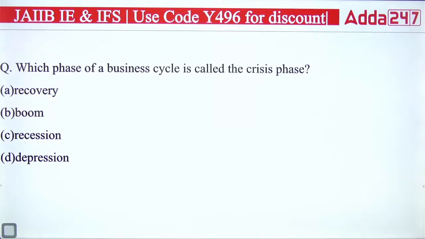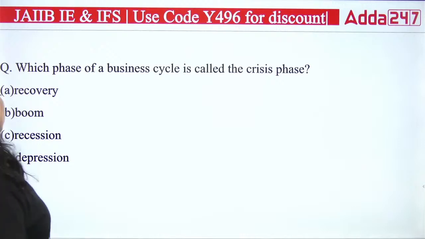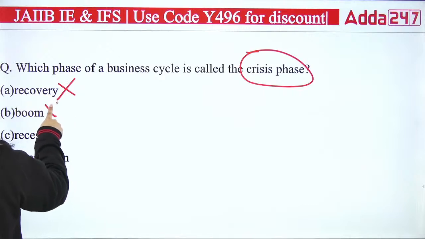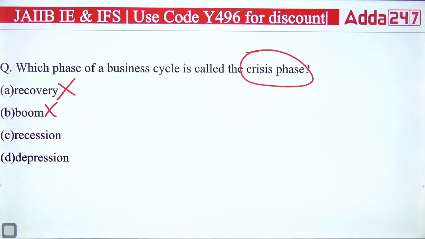Okay, next. Which phase of business cycle is called a crisis phase? Out of recovery, boom, recession, depression, which is the crisis phase? So it's very obvious. Recovery and boom you can easily eliminate because these are not the periods where you find the crisis in the economy. Out of recession and depression, which particular phase is actually your crisis phase? Depression or recession? Okay, so right answer is actually recession.